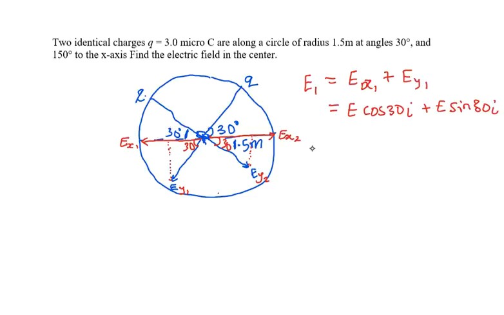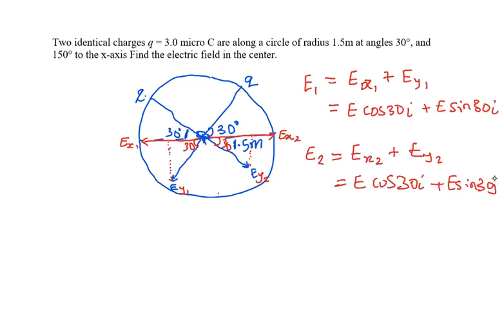So for E2, we have it to be Ex2 plus Ey2, and this is equal to E cos 30 i as well, plus E sin 30 j. This should be j, indicating the y, and this is the x axis.